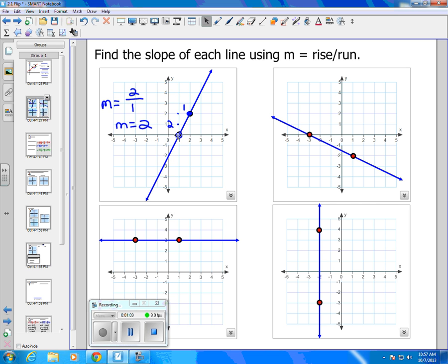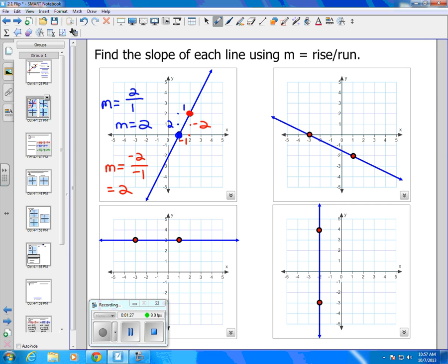We could also, if we want, start at the other point first. So if I started here, now I'm moving down 2 units. So in this case, my rise would be -2. And to the left 1, the run would be -1. So in this case, we would do -2 over -1, which also gives us a slope of 2.